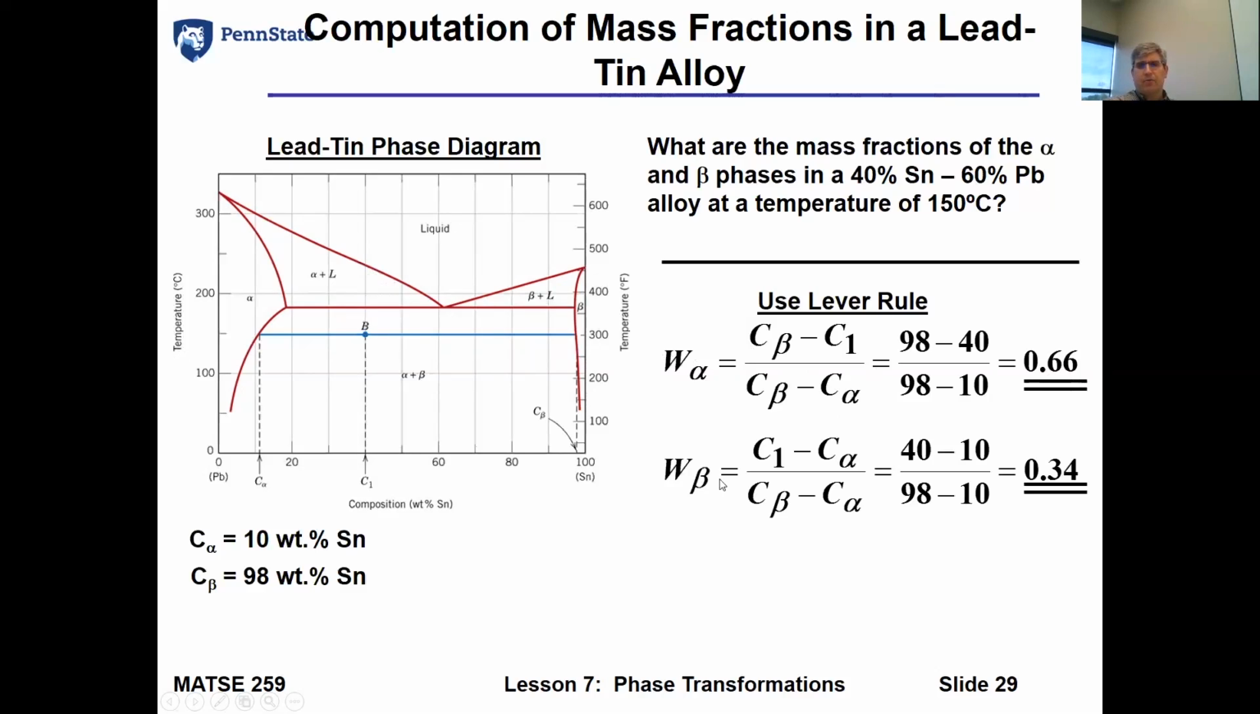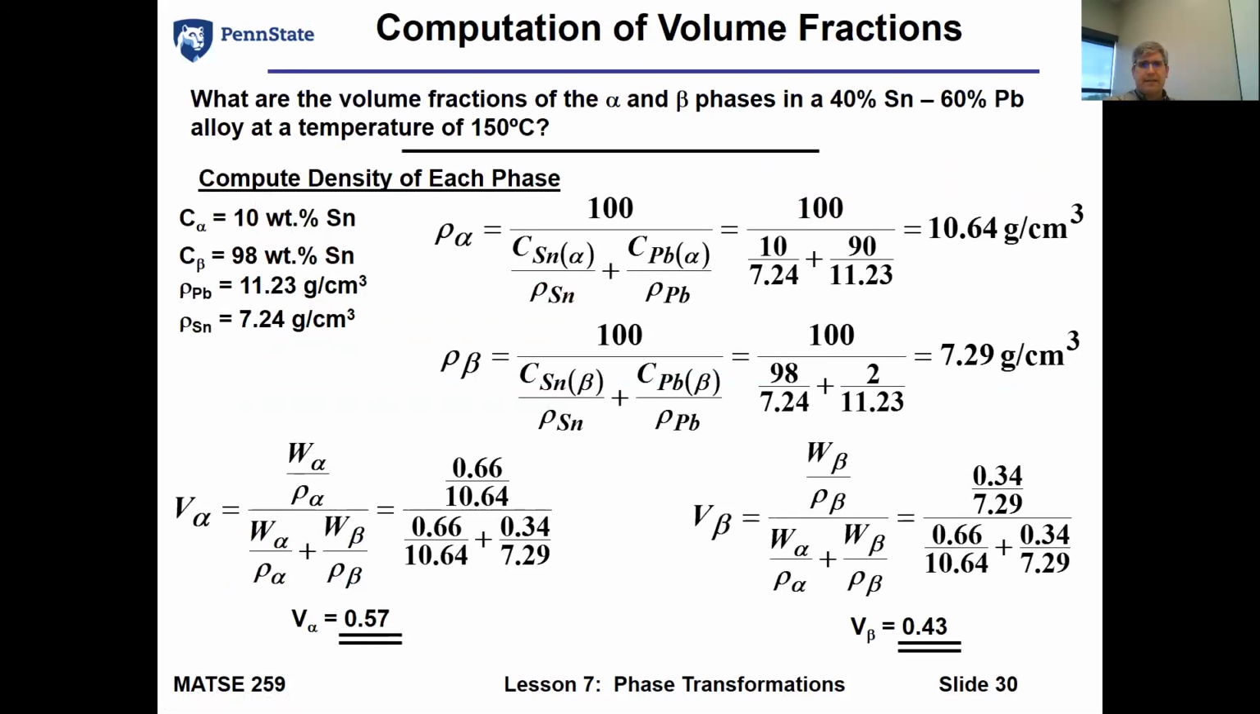But back to the lever rule, we can figure out the beta phase by going to the opposite. So 40 minus 10 over 98 minus 10 gives us 34% of the beta phase. Add them together, we end up with 100%. Pretty good chance that we're right here. We passed the vision test of looking at where that composition is in relation to the phases in the phase diagram, and using the lever rule, we end up with about that much. It's a little more complex in a eutectic, isn't it?